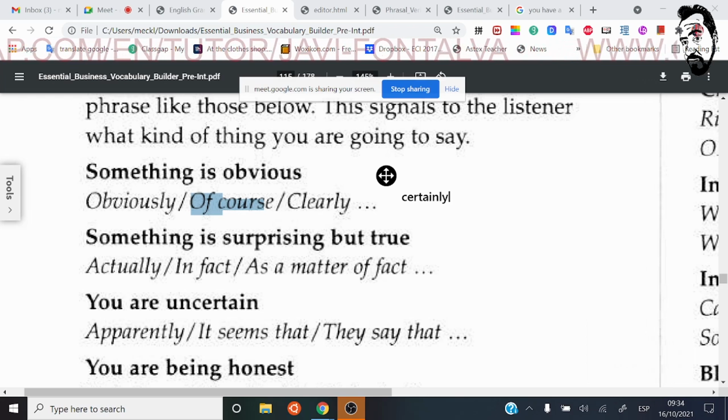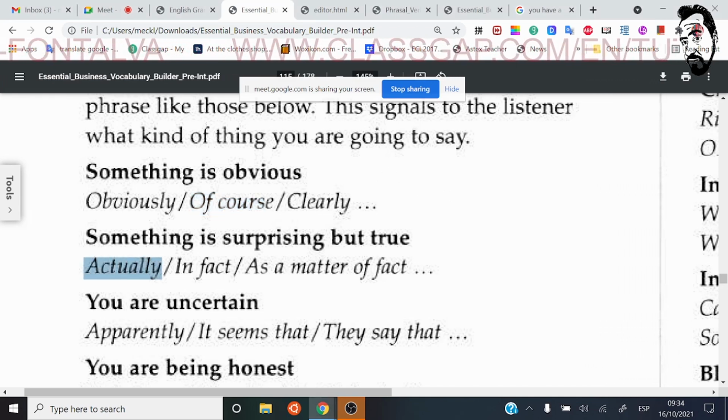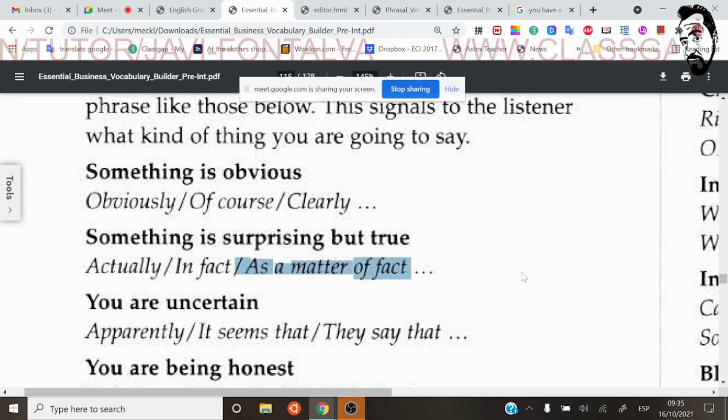Certainly. Por supuesto, desde luego. All this is very, very common. Okay. Actually. Importante, no significa actualmente. Significa de hecho, en realidad, de verdad. In fact. Exactly the same. As a matter of fact. De hecho. Este es el más formal de todo. As a matter of fact.